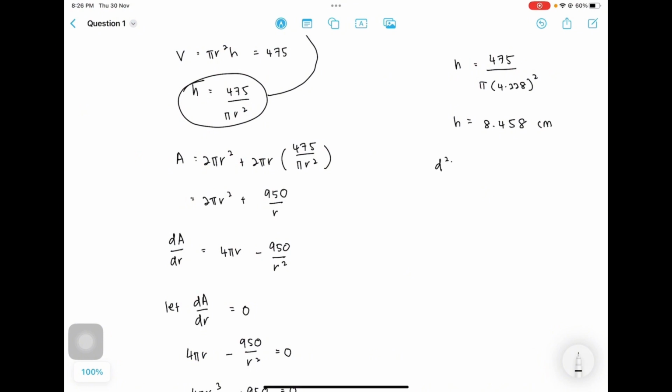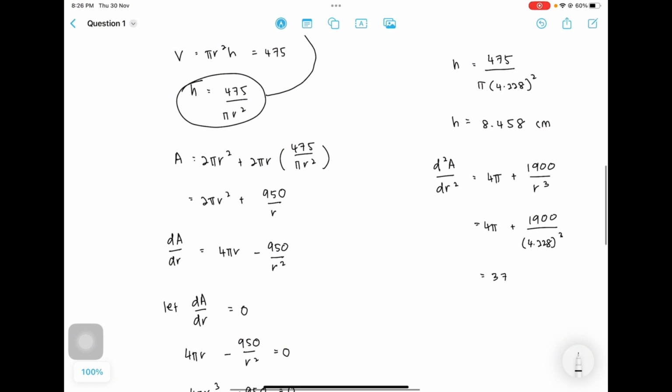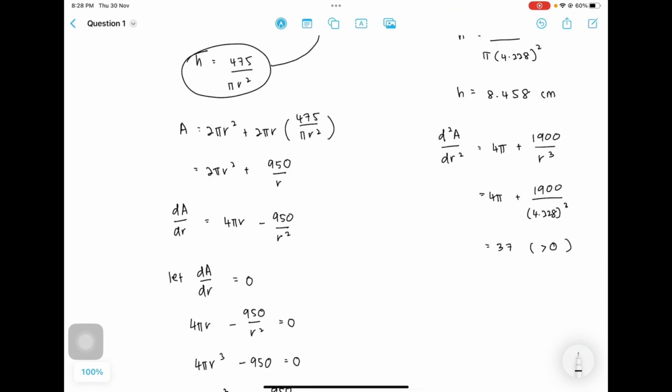Next, we have to do the second derivative. So d squared A over dr square is equal to 4 pi plus 1900 over r cube. Then we sub the r, 4 pi plus 1900 over 4.228 cubed. We will get 37. 37 is greater than 0. This is showing that A, which is the surface area, is minimum when r is equal to 4.228 centimeter.